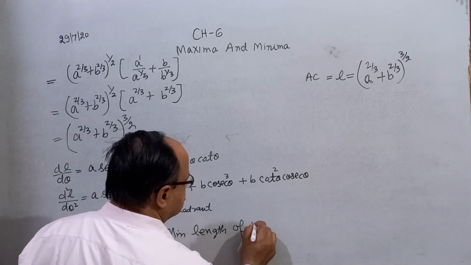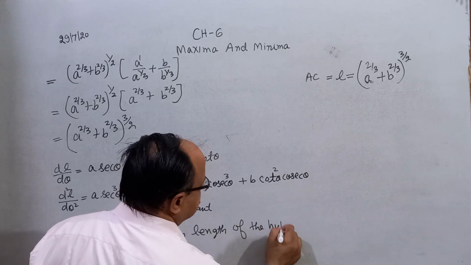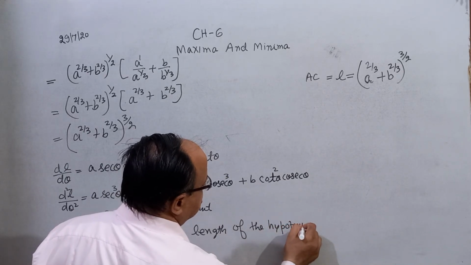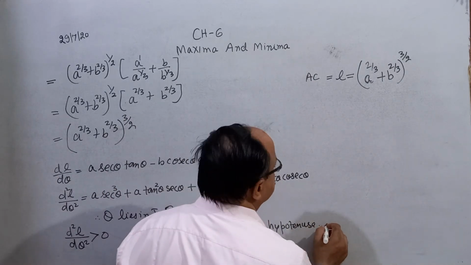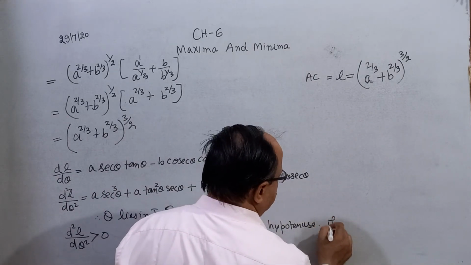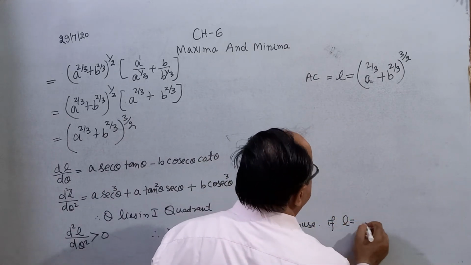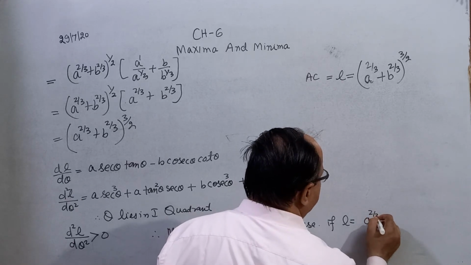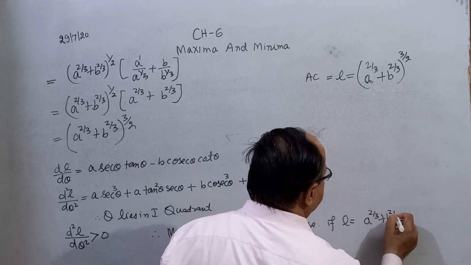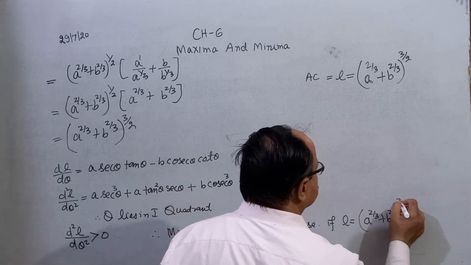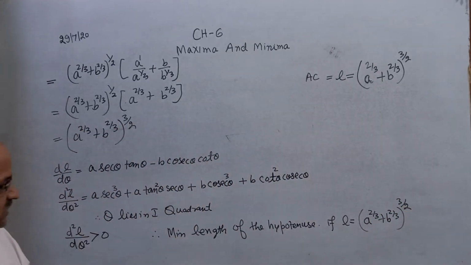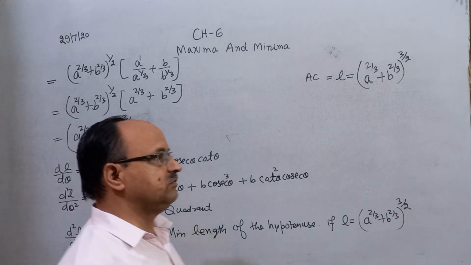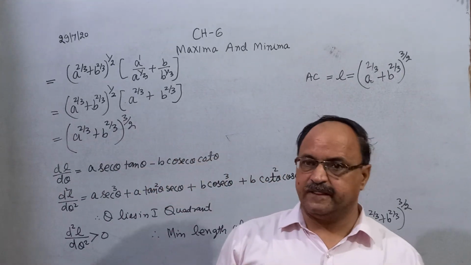of the hypotenuse, right, if L is equal to a to the power 2 by 3 plus b to the power 2 by 3 whole to the power 3 by 2. This is the complete solution of question number 12. Right? Clear?